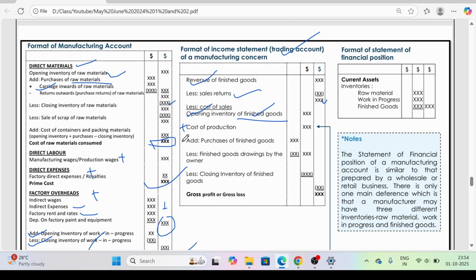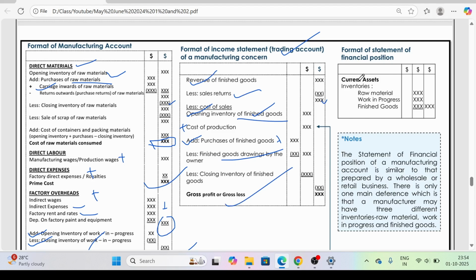Then is there any purchase of finished goods? This also we have to add. Then any goods drawing? Goods drawing we have to minus. Then closing inventory also we will minus. Then we will get the cost of sales. Revenue minus cost of sales, we will get gross profit or gross loss. So this is the income statement up to the gross profit section.